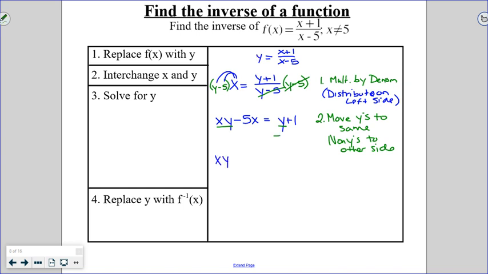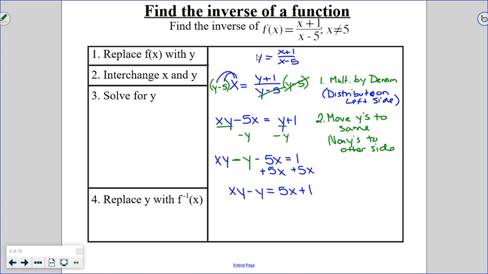This y I'm going to subtract over. These are not like terms. X, y, and y are not like terms, so it's just going to say minus y there. Okay, and then I'm going to get the non-y's to the right-hand side, which means I would add this 5x to the other side. Again, not like terms here. So we'd be at this point right now.